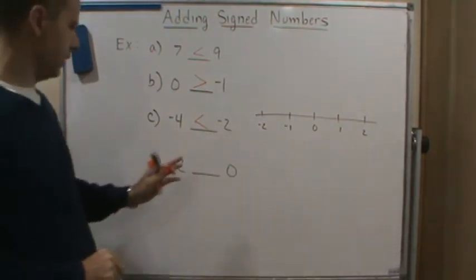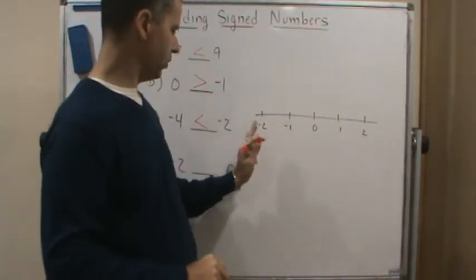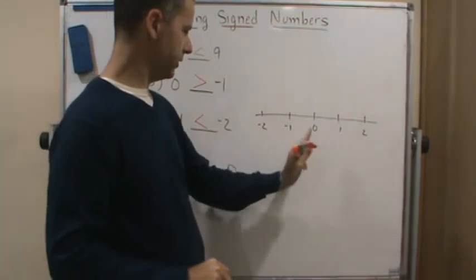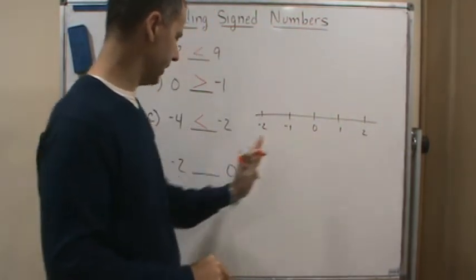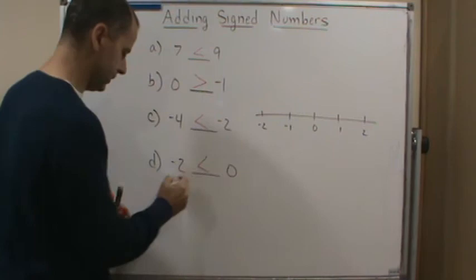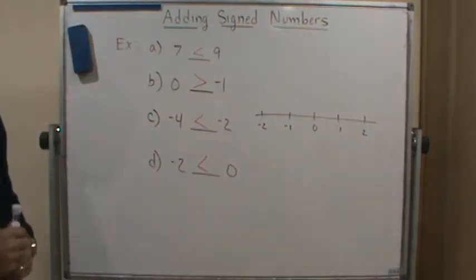And then, of course, here's 0 and negative 2. Negative 2 is to the left of 0, so negative 2 is less than 0. And so we put less than there. And that's it.